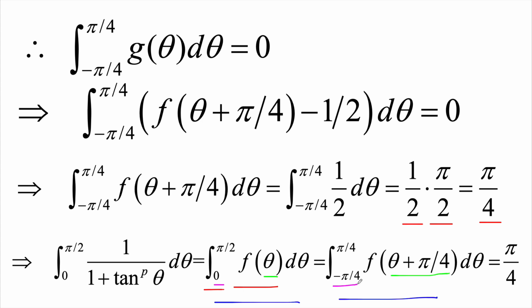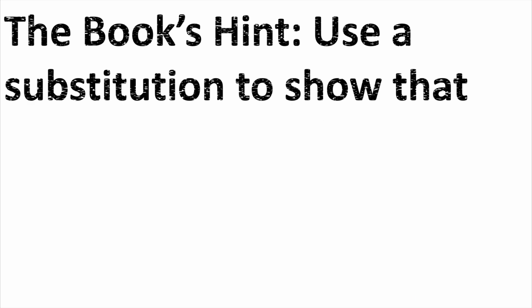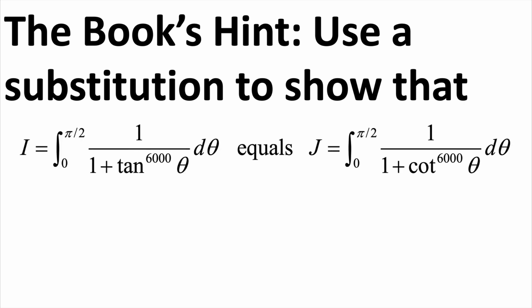So this solves the problem in the general case, but is it the same as the book's approach? Maybe I should look at the book's hint now. The book's hint is to use a substitution. That's the section of the calculus book that it's in, to show that the integral we're interested in, with the particular power of 6,000, is equal to the corresponding integral with a cotangent replacing the tangent. Hey, wait a minute, that's the same as tangent to the negative 6,000 power. We've really already thought about that, though the author of the textbook doesn't know that.